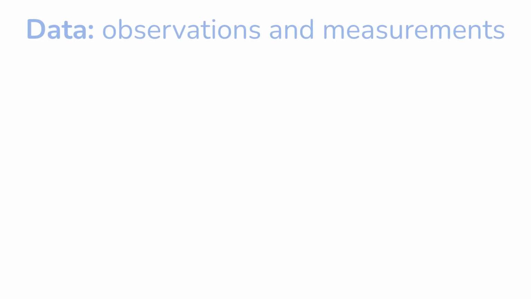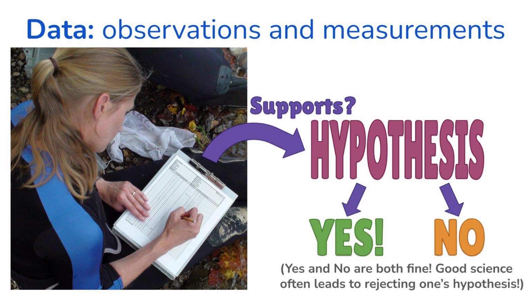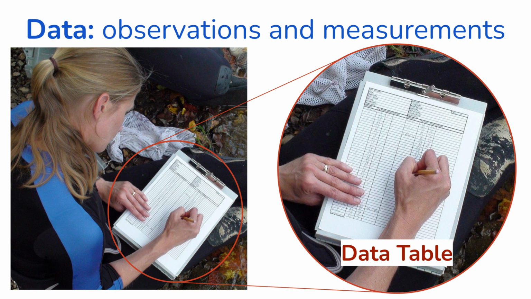Data refers to the observations and measurements that you are writing down during your experiment. Your hypothesis will either be supported or not supported by the data you collect, and you will write about this in your conclusion. Before you start your experiment, you should prepare to write down your observations. You need to make a data table, complete with boxes to write each measurement.